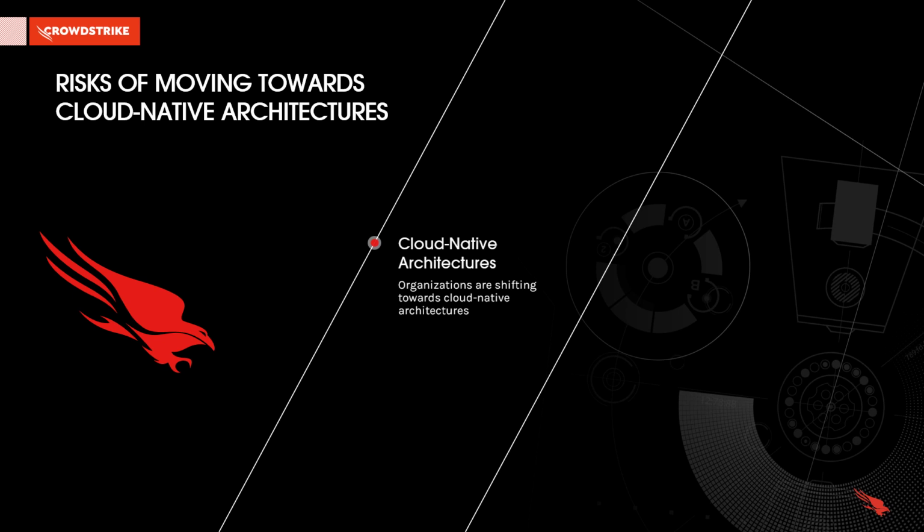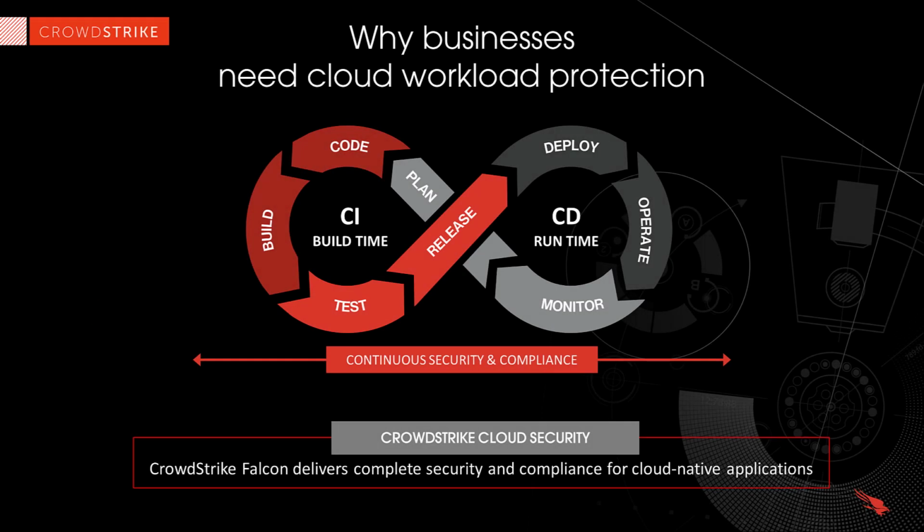Organizations today are shifting towards cloud-native architectures to meet the efficiency and scalability needs of today. But along with the adoption of containers, microservices, and Kubernetes come increased risks such as poor visibility, ineffective vulnerability management, and inadequate runtime protection. CrowdStrike provides security coverage throughout the CI/CD pipeline and continuously manages cloud risk by delivering complete security for cloud-native applications.